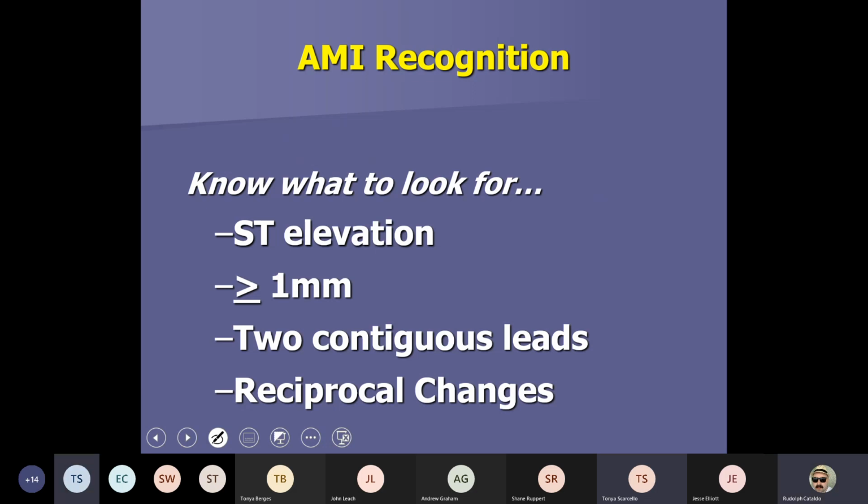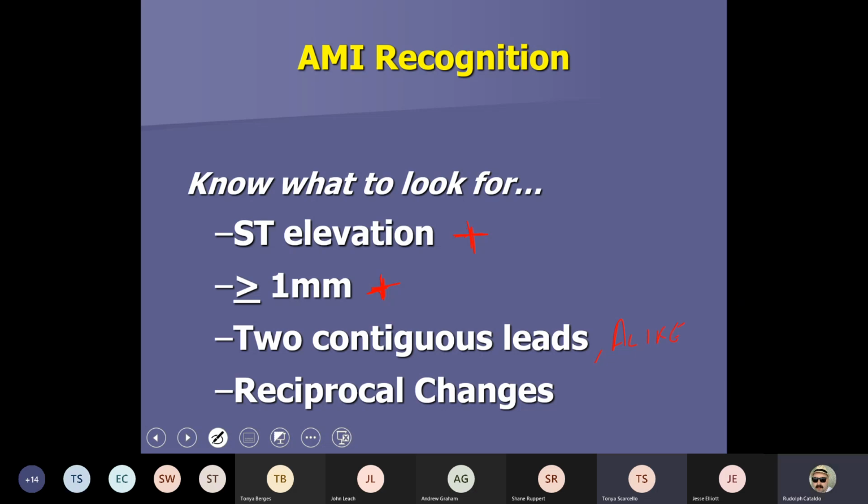So when I mentioned what we're looking for, this is what I really want you memorizing for this portion of class, or for this class itself, for this week. I want you looking for ST elevation of greater than 1 millimeter. I want you looking for that elevation in 2 contiguous leads, so alike leads. 2, 3, and AVF are like leads. 1, AVL, V5, and V6 are like leads. V3 and V4 are alike, and V1 and 2 are alike. So we'll just say alike leads.